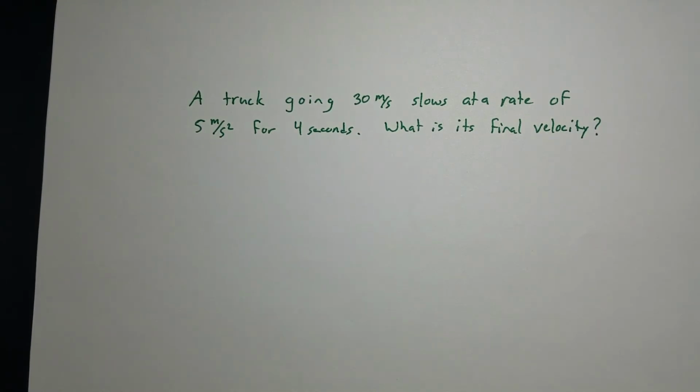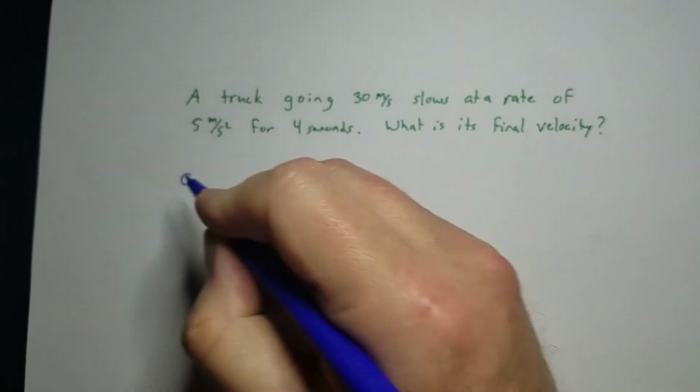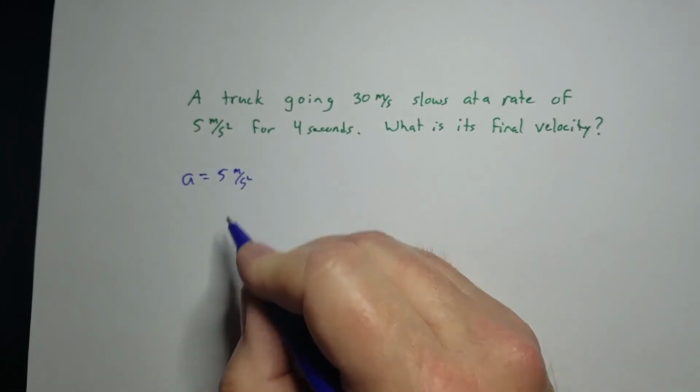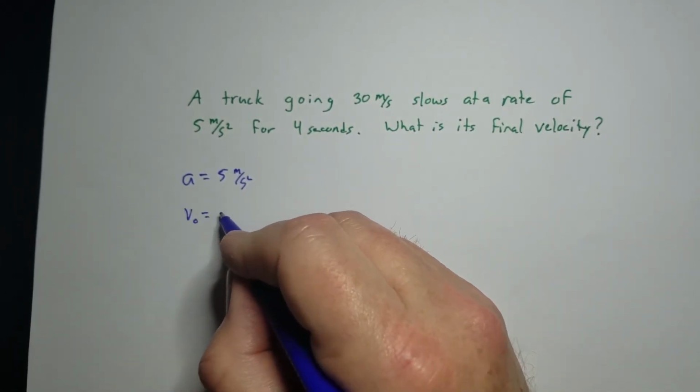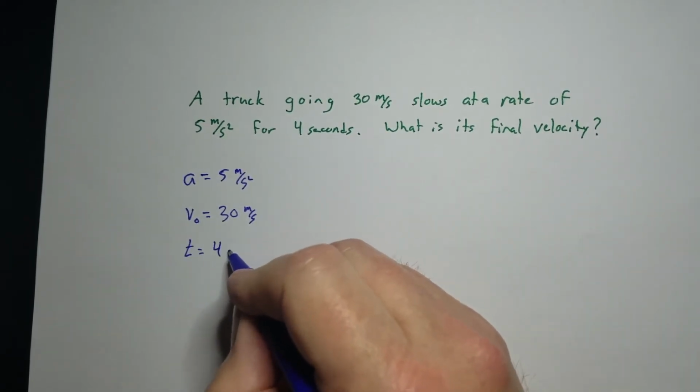Let's say we've got a truck here. Let's solve for something else besides acceleration. So we've got a truck going 30 meters per second, slows at a rate of 5 meters per second squared for 4 seconds. What's its final velocity? Okay, so we do have an original velocity and an acceleration. Acceleration is 5 meters per second squared. We'll come back to that. Original velocity was 30 meters per second, and our time was 4 seconds.